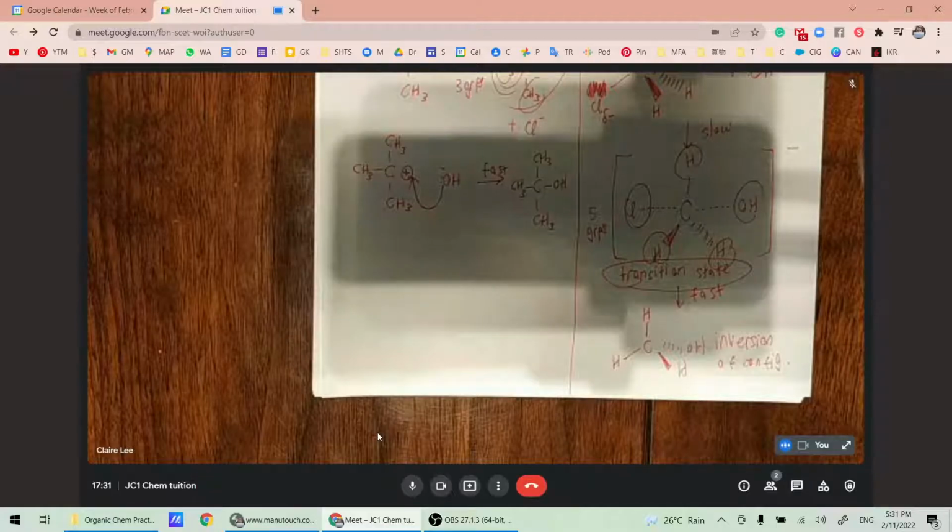I don't know whether this is the right time to explain. Maybe I've already done so. Let's see if I go back there. I will go back to this explanation. But since I'm here, I'm going to just talk about the inversion of configuration.